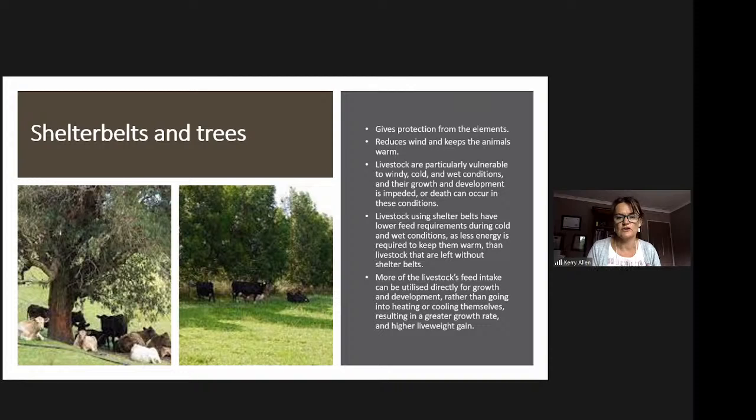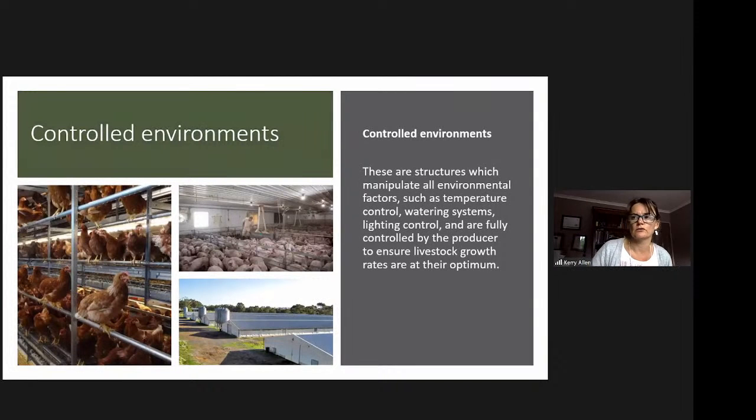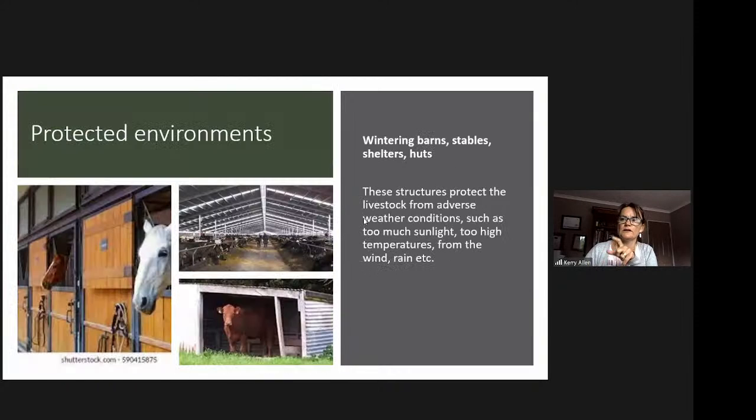controlled environments. So they can't cool themselves down and they can't warm themselves up. So often they are predominantly grown in controlled environments where they have either, like the one in the picture, or they will be in protected environments where they've got a shelter of some description.